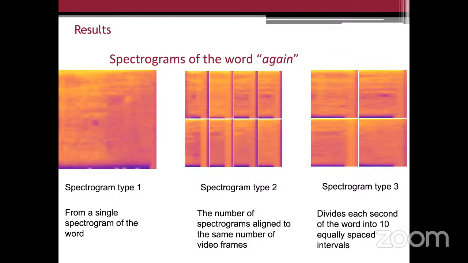And the type 3, the proposed structure: we define 10 equal divisions for each word. So we have 10 spectrograms, one for each part of the division. The division is in equally spaced intervals. So the proposal has 3 different uses of audio.